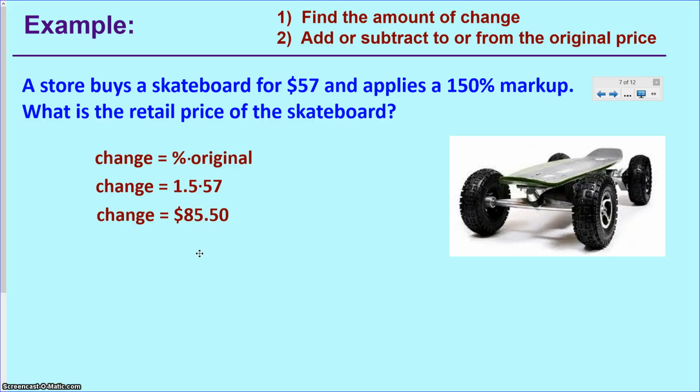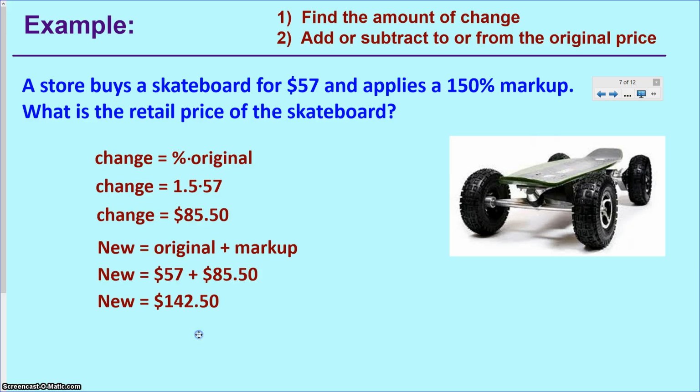If you would figure out for me, please, the final retail price this time. Instead of subtracting it, you're going to add it to the original. See what that looks like? Pause the video and then check your answer. So you'll go new equals original plus markup, which is 57 plus 85.50, and you should get $142.50. So they are trying to make $85.50 on just that one item. Sometimes a business, you need to make that much money, sometimes you don't.